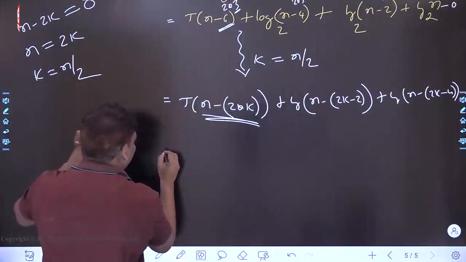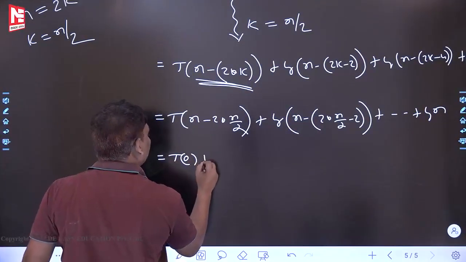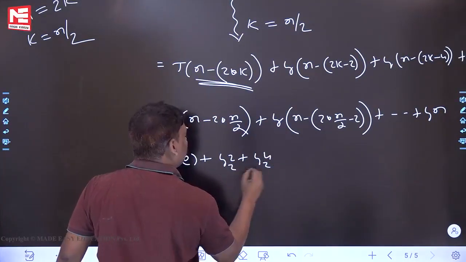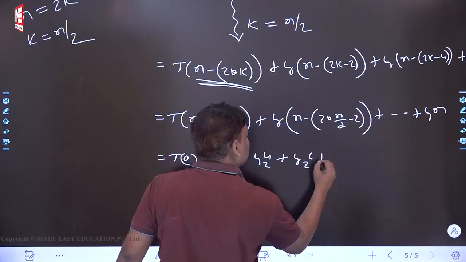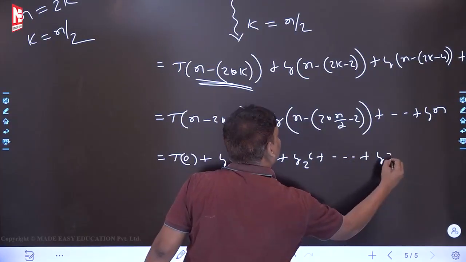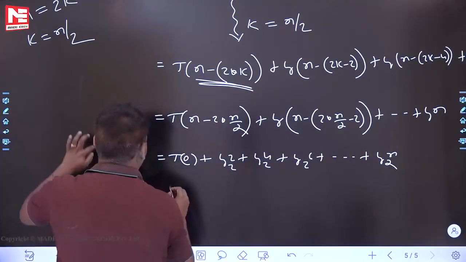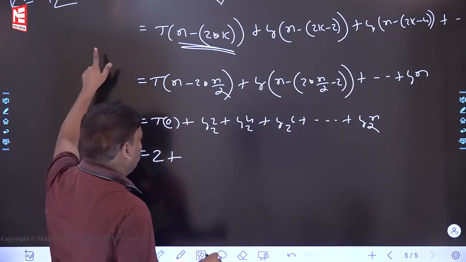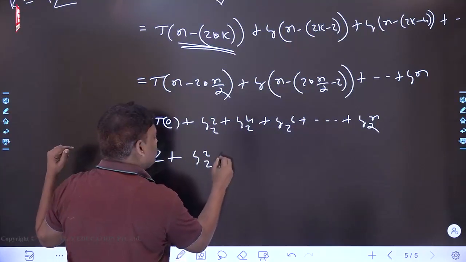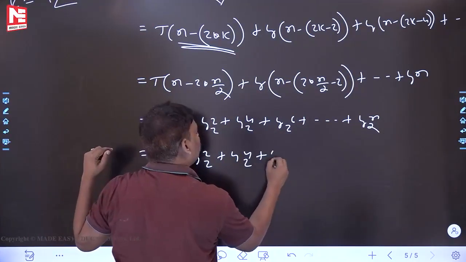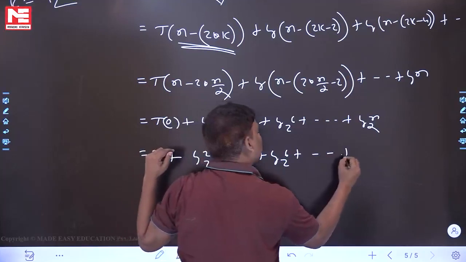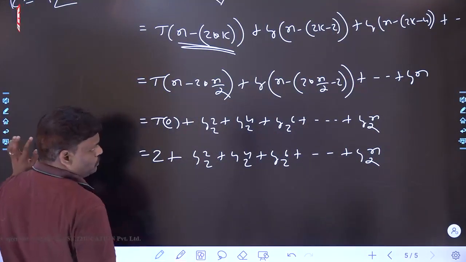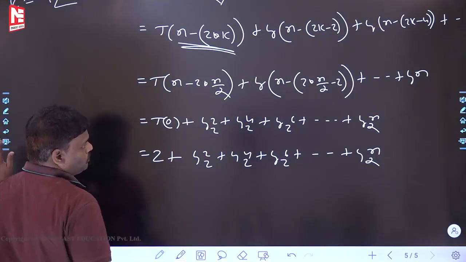Substitute now. It will become T of 0. This will become log 2, this will become log 4, this will become log 6 base 2, and so on. 2 difference. Lastly, what is the answer? Log n base 2. This will become 2 plus T of 0 is 2. See the termination. It is going to be log 2 base 2, log 4 base 2, log 6 base 2. What is the last one? Log n base 2. I am thinking everything is fine now, right?